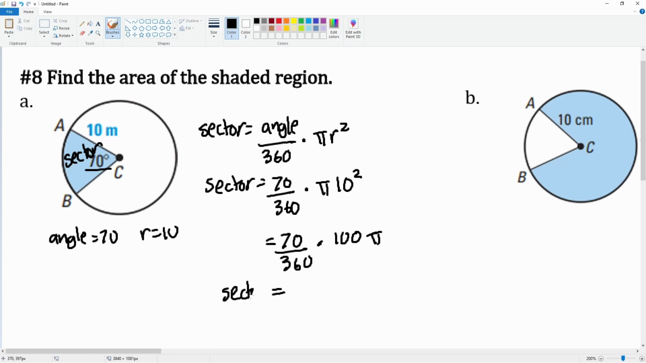Sector is roughly 19.44 pi, or if you actually multiply it by pi, let's see, yeah, it's 61.1. Okay, I will just take it in terms of pi.